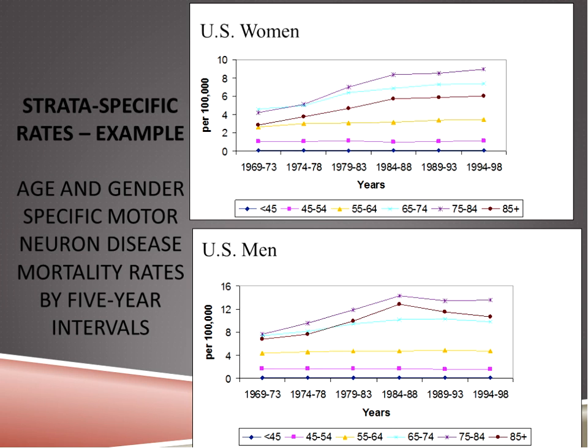Age and gender-specific motor neuron disease mortality rates within 5-year intervals. So here we are stratifying the data by which variable?